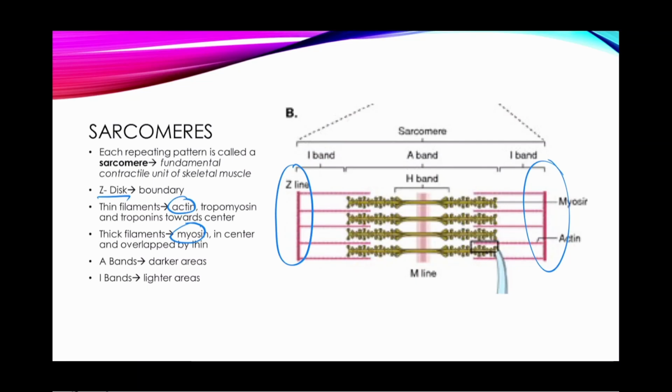We have A bands, which are the darker areas, and the I bands, which are the lighter ones, because the I bands don't have the actin there. So it shows up lighter.